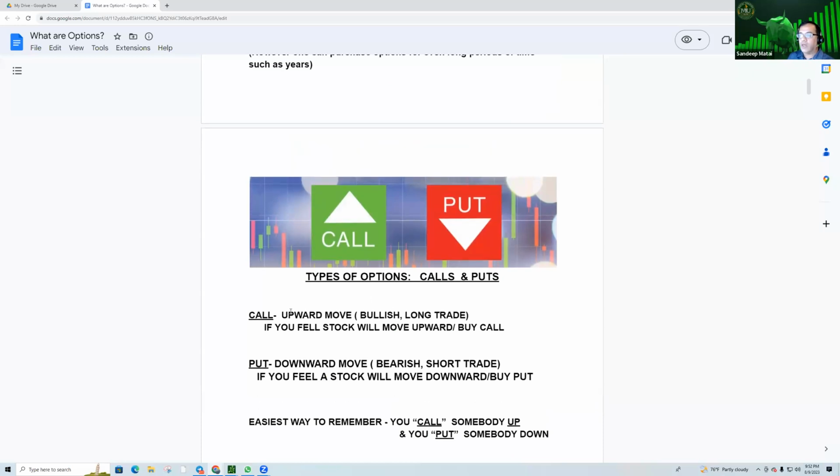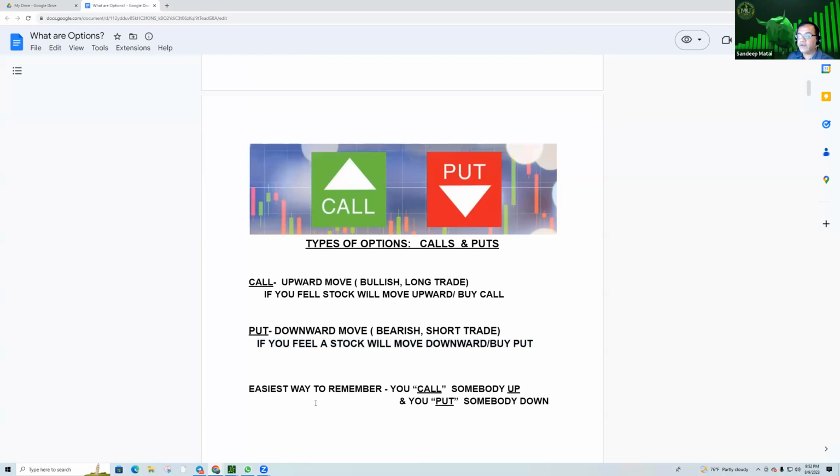So what is a call? A call is something you buy if you're expecting an upward move, okay? If you think it's going to go up, you buy a call. If you feel like the stock's going to move up, or you're bullish, you buy a call. On the flip side, if I think something's going to fall apart and go down, I would buy a put. That's a bearish trade where you're expecting and making money as it falls. So if you feel a stock's going to move downward, you buy a put.